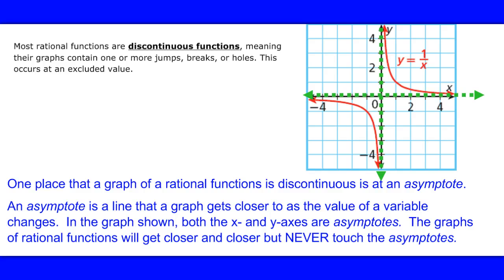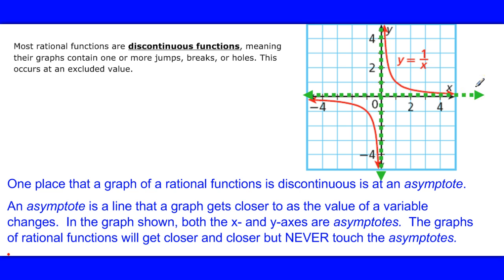Now, rational functions are what we call discontinuous functions. That means that they're not connected the whole time. There's some kind of jump or a break or a hole or something like that, and this occurs at the excluded values. So in this case, if y is equal to 1 over x, then the excluded value is going to be 0. If the excluded value is 0, then that means your vertical asymptote is at x equals 0. And there is no number that we can think of that we can put in here for x that would make y equal 0. So my horizontal asymptote is going to be at y equals 0.